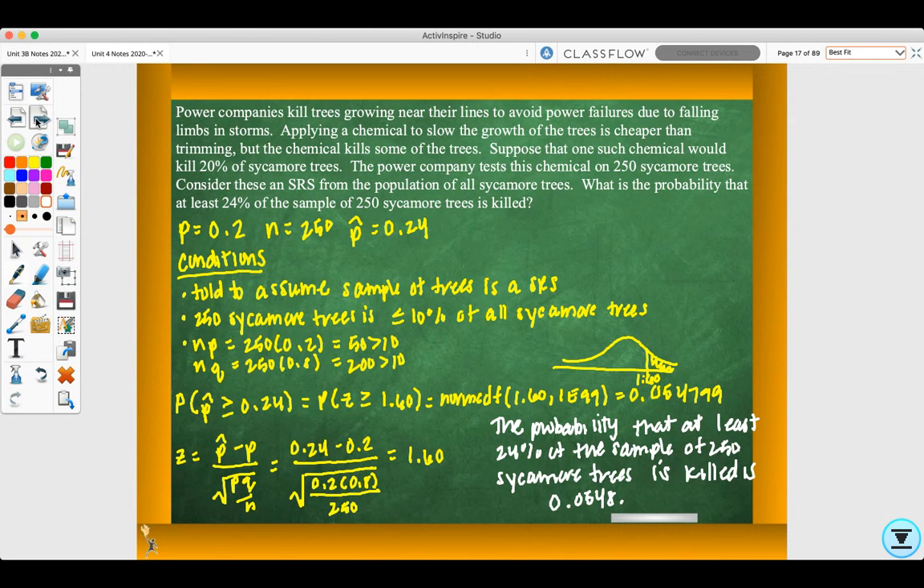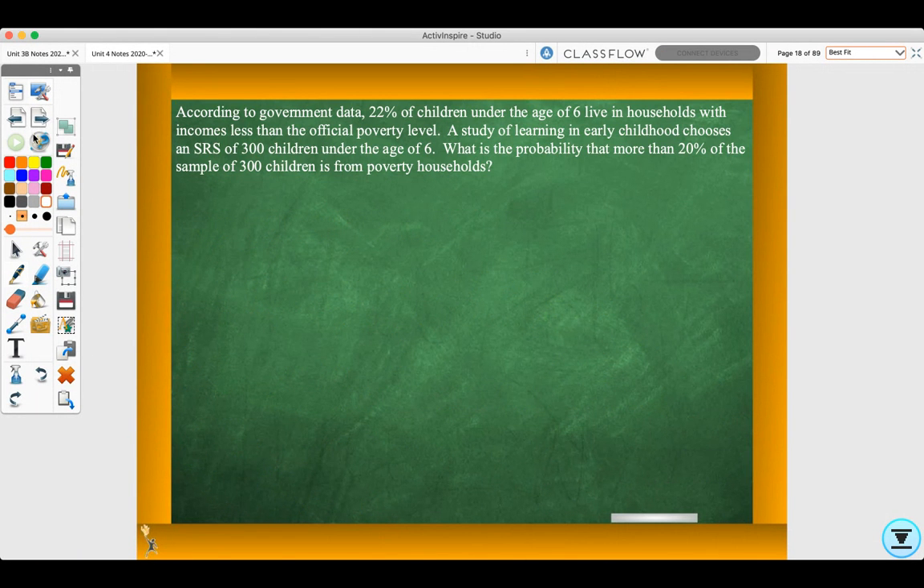And let's look at one more example. According to government data, 22% of children under the age of 6 live in households with income less than the official poverty level. A study of learning in early childhood chooses a simple random sample of 300 children under the age of 6. What is the probability that more than 20% of the sample of 300 children is from poverty households? So again, my p is 22%. My n, my sample, is 300, and my p hat is 20%.